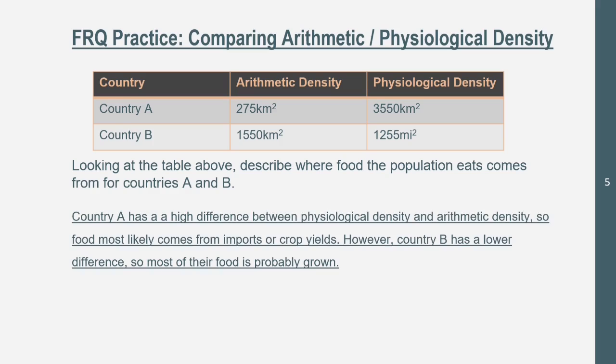Country A has a high difference between physiological and arithmetic density, so food most likely comes from imports or crop yields. However, country B has a lower difference, so most of their food is probably grown. The reason this answer is correct is because you can see country A has a higher arithmetic and physiological density difference rather than country B, which is not that big of a difference.